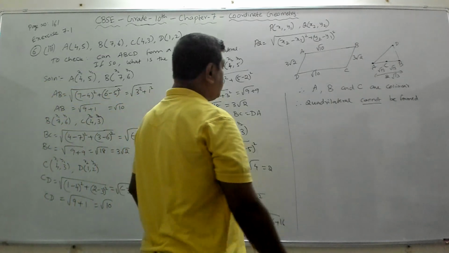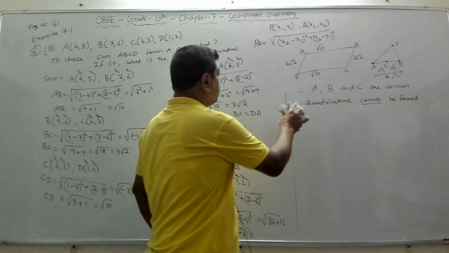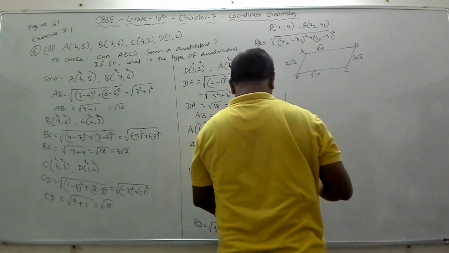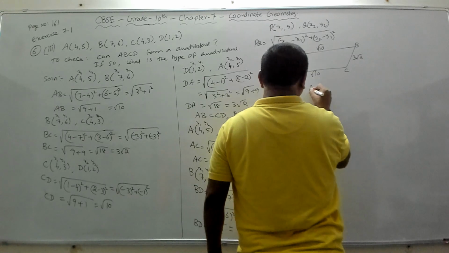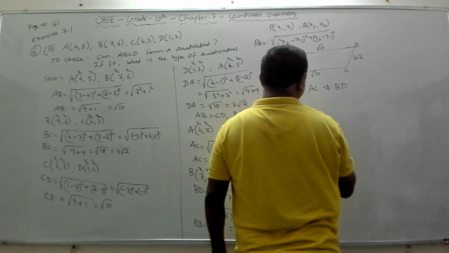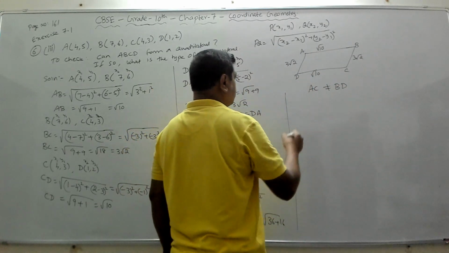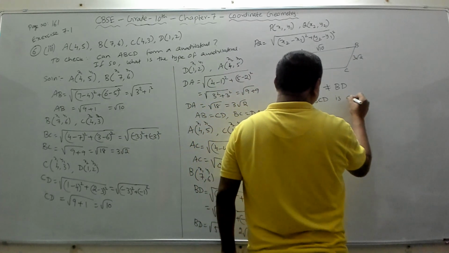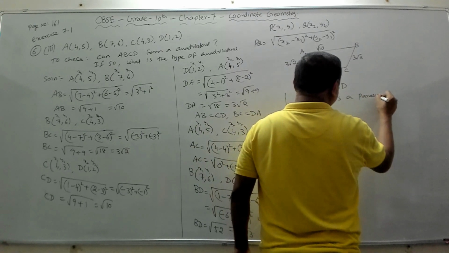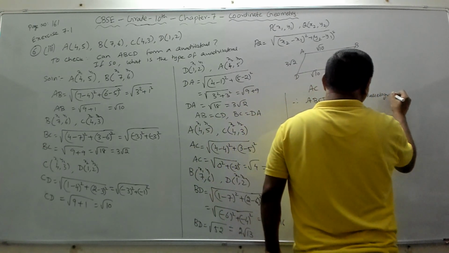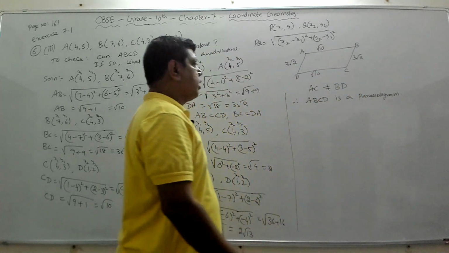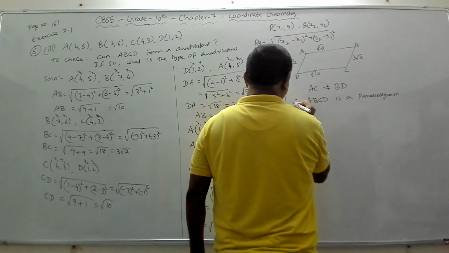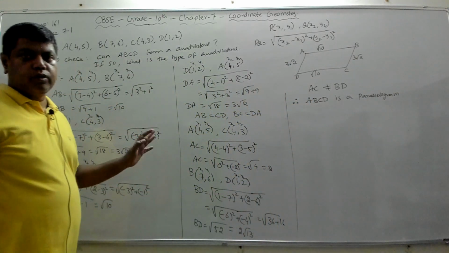Therefore, we will say AC is not equal to BD, which means diagonals are not equal. Therefore, ABCD is a parallelogram. It's a quadrilateral, obviously, and it is a parallelogram. ABCD is a parallelogram. So that's the answer.